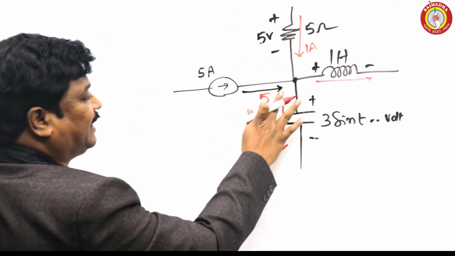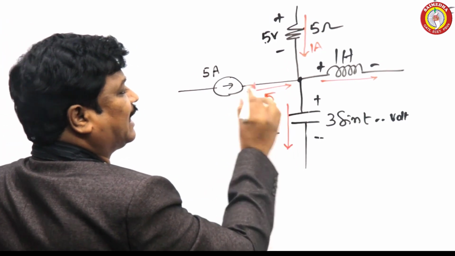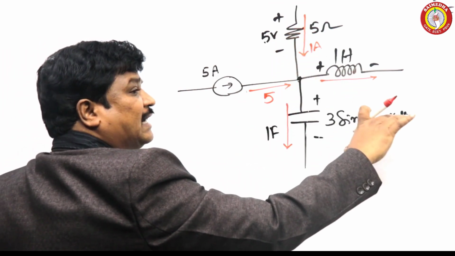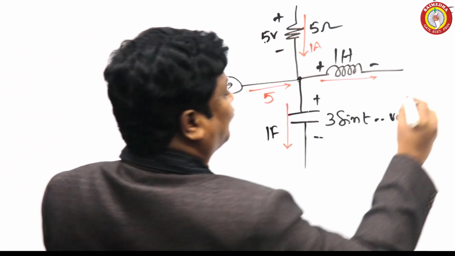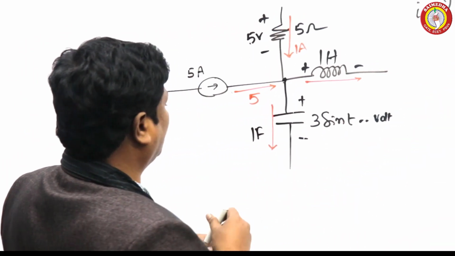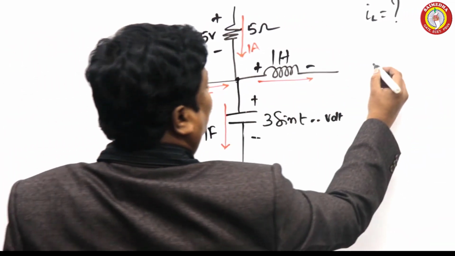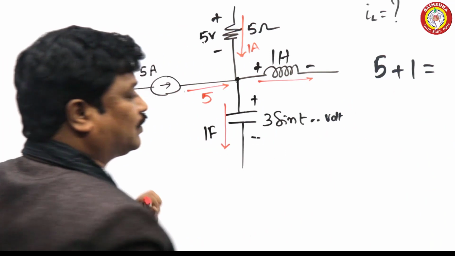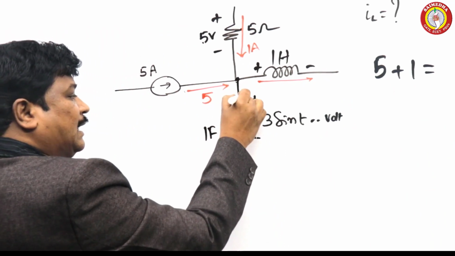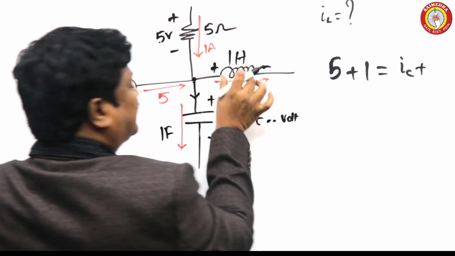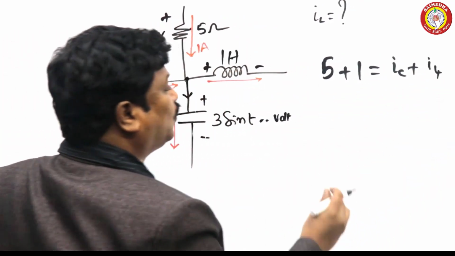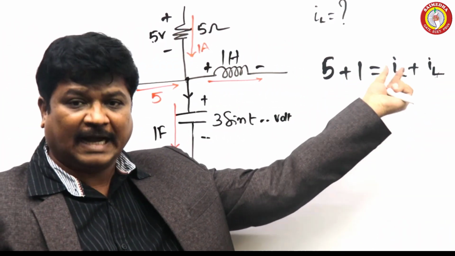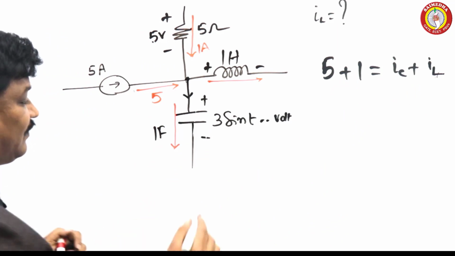Now how many incoming currents are there? You see, this is one incoming current to the node. This is another incoming current to the node. These two are leaving currents. So what is this one? 5 amperes. What is this current? Incoming currents you take: 5 amperes plus this 1 ampere. Incoming currents are equal to outgoing currents. What is this current? IC plus, what is this current? You can say IL. Our duty is to find IL. So the only unknown parameter is what? IC. How can you get IC? This is the current through this one.